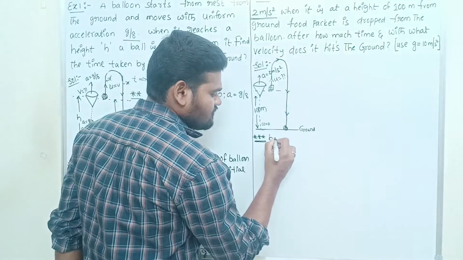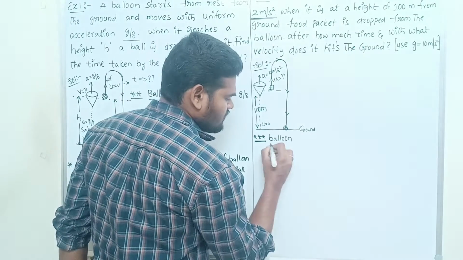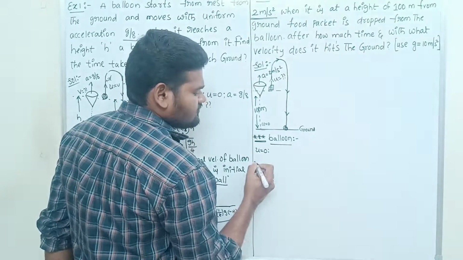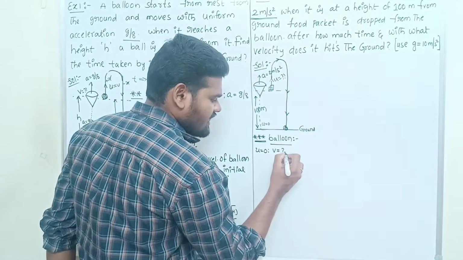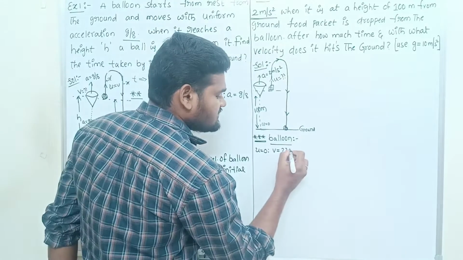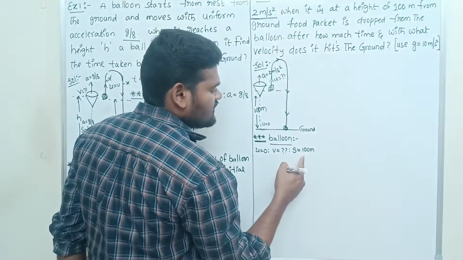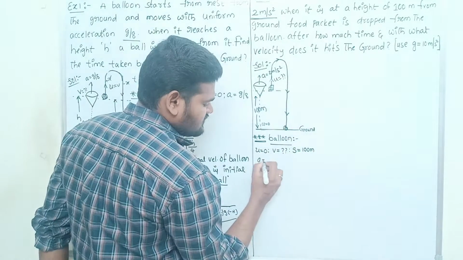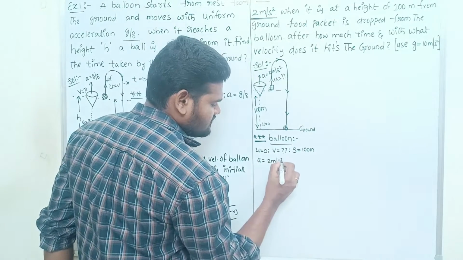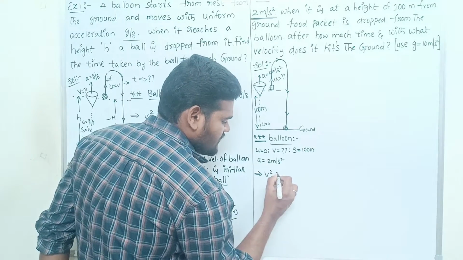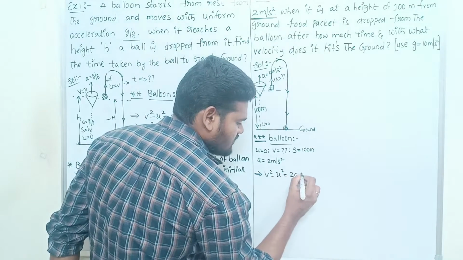So this is in the case of the balloon. Okay. What is its initial velocity? 0. What is its final velocity? We have to find. What is its displacement? s is equal to 100 meters. What is its acceleration? 2 meter per second square. So to find the final velocity, we have the equation. What is that? v square minus u square is equal to 2as.